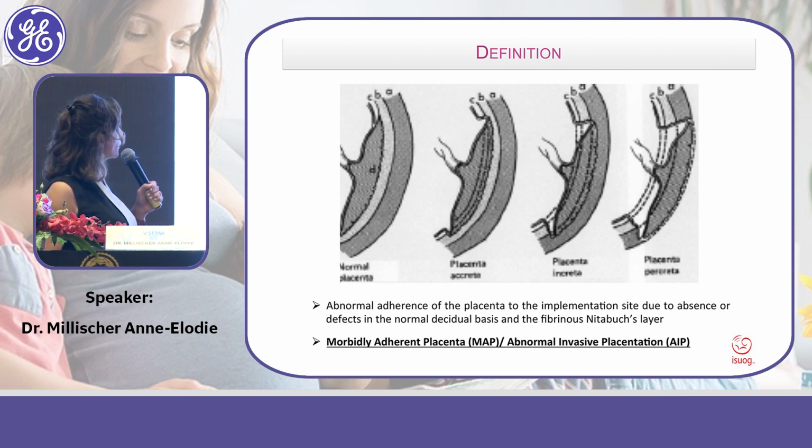Because placenta accreta is just a stage beyond the different stage of morbidly adherent placenta, as you can see here. Accreta means that there is some placenta just going through the first part of the myometrium.